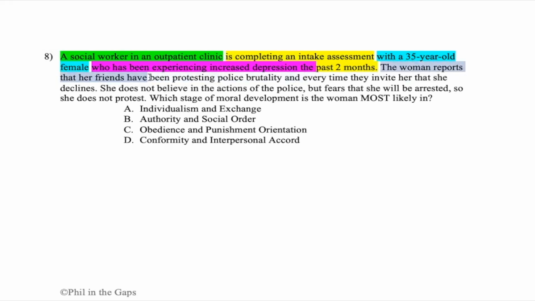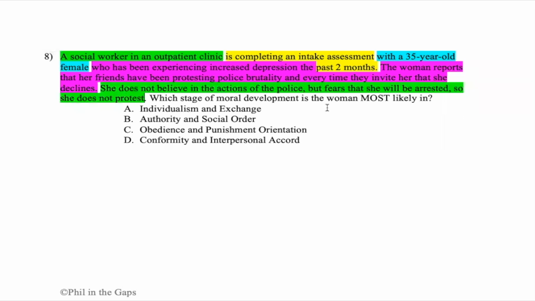The woman reports that her friends have been protesting police brutality, and every time they invite her, she declines. She's like, no, thank you. She does not believe in the actions of police, but fears that she will be arrested, so she does not protest. Which stage of moral development is the woman most likely in? First, next, best, most, and should all mean the same thing. So do not let one word dictate how you answer the question. Let's break down each stage, compare back to the question to see what we're looking at in particular.